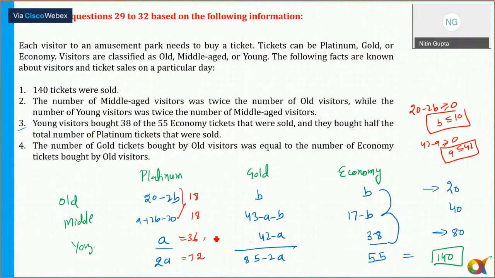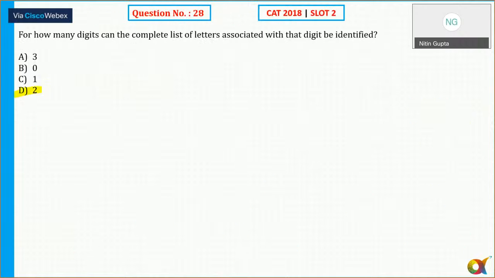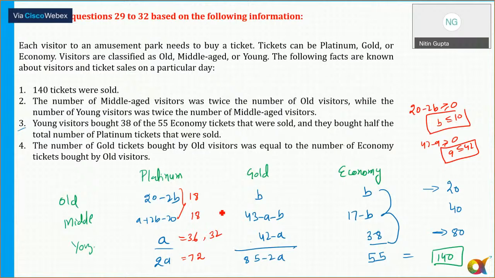If I take A is equal to 32, let's see here. Just a minute. If I take A equal to 32, B is equal to 2. So 20 minus A is equal to 32. The total will be equal to 64.